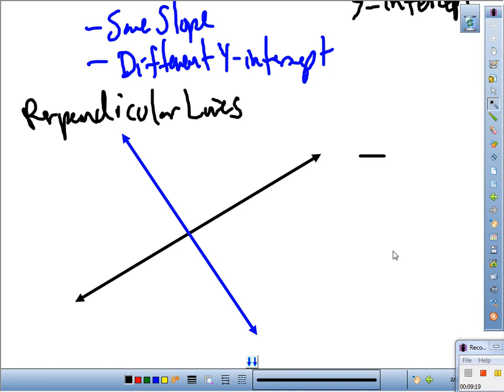So, talk to the neighbor and let them know what are the things that you know about perpendicular lines, for sure. They are lines.